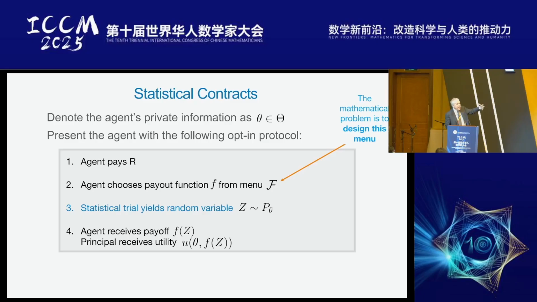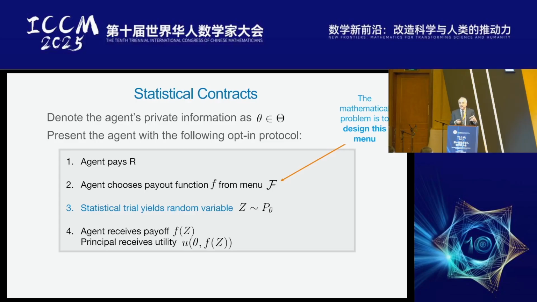Then I choose a payout function. What is a payout function? It's a measurable function of the data. It's how much money I will get if the data come out in a certain way. If the data come out in a different way, I'll get a different amount of money. It's my choice of how I'll be rewarded.